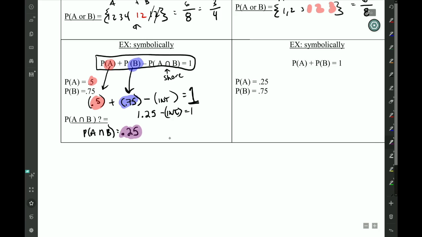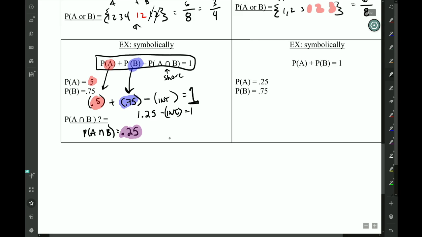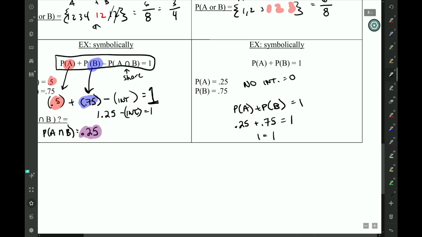Now, on the other end of the spectrum, if you take your two events and they equal 1 off the bat, so these two here, 1 equals 1. Notice there's no intersection, or it's equal to 0, so these would be known as mutually exclusive.